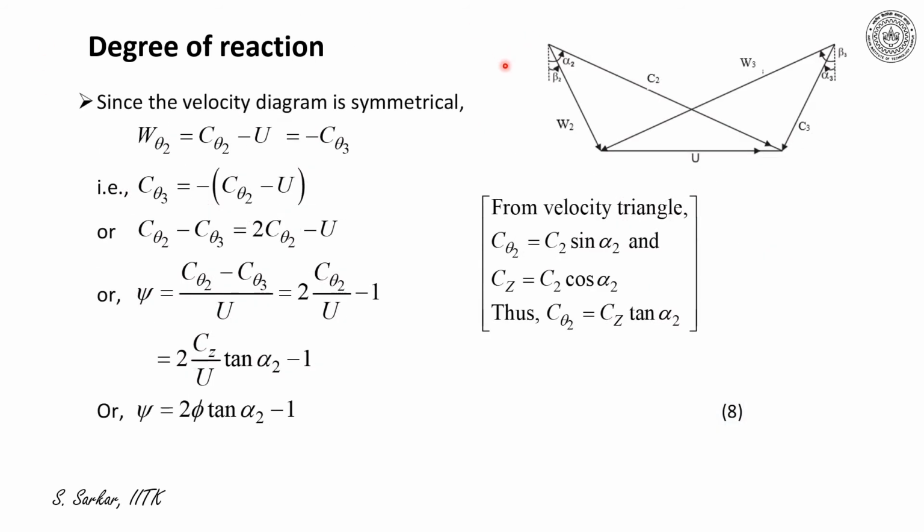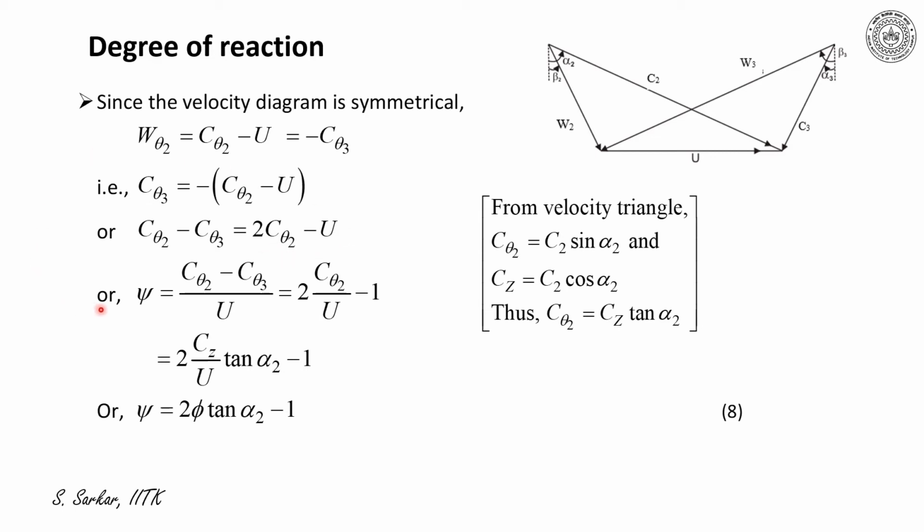Now I'll derive the expressions for blade loading capacity with the help of the velocity triangle for a 50% reaction machine. Since the velocity triangle here is symmetrical, I can write W theta 2 is equal to C theta 2 minus U, which must be equal to minus C theta 3. Look, W theta 2 and C theta 3 are in opposite directions. Hence, from here I can write C theta 3 is equal to minus within the bracket C theta 2 minus U. Now, C theta 2 minus C theta 3 would be equal to, putting the value of C theta 3 here, twice C theta 2 minus U.